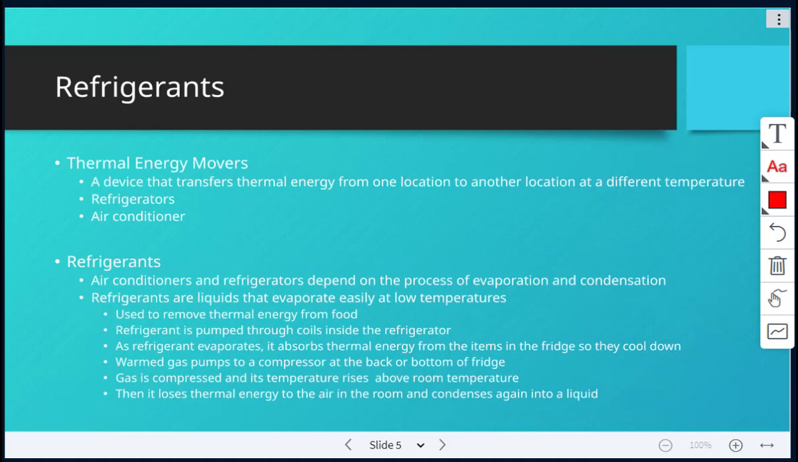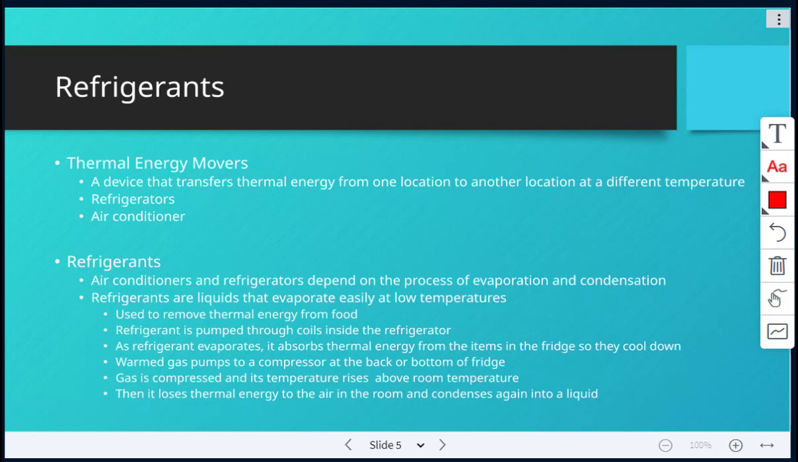So next is refrigerants. Firstly, thermal energy movers. That's a device that can transfer thermal energy from one location to another location at a different temperature, so things like refrigerators and air conditioners. Refrigerants depend on the process of evaporation and condensation. These refrigerants are liquids that evaporate easily at low temperatures.